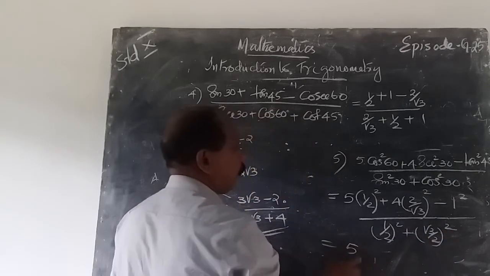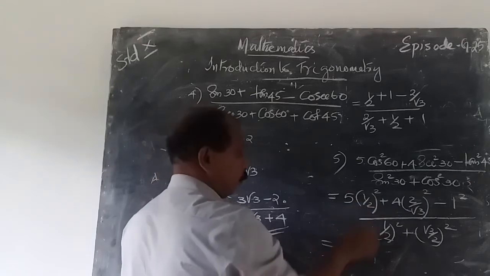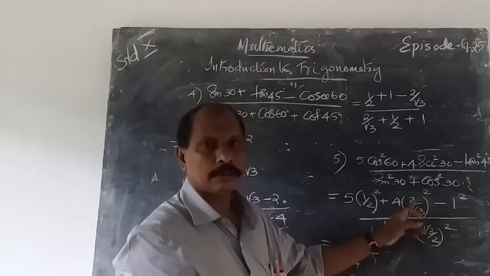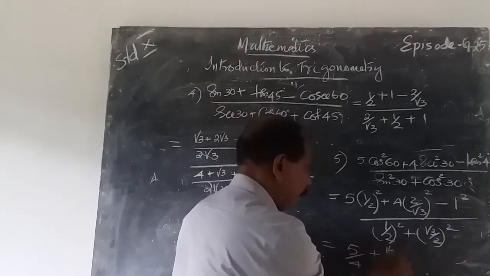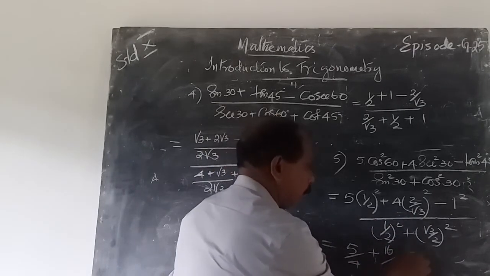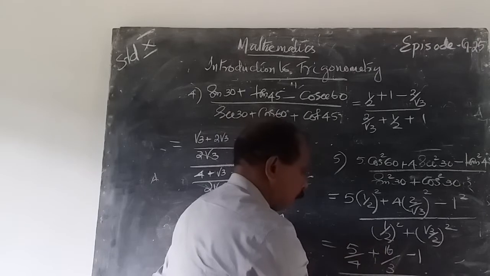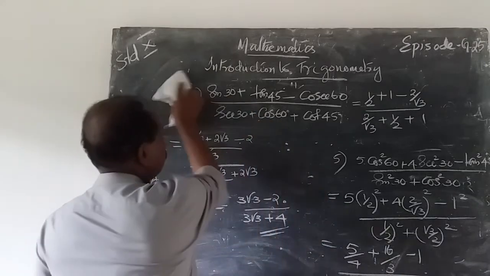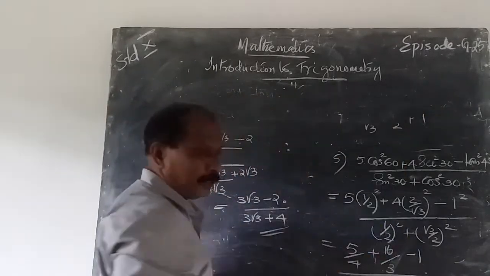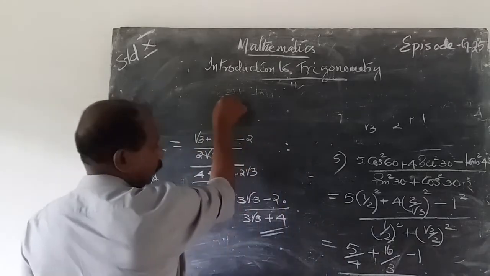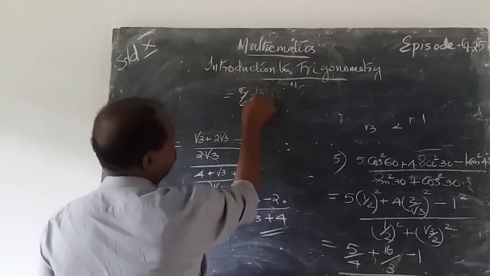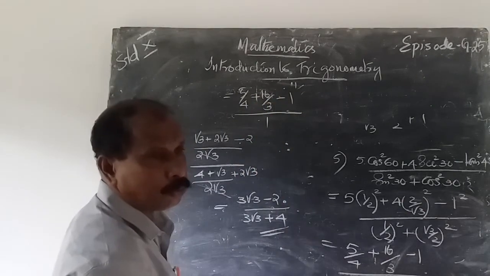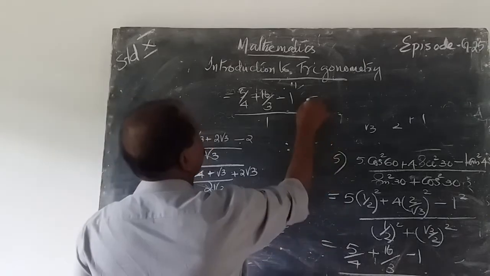Is equal to 5 into 1 by 2 square, that is 1 by 4, that is 5 by 4, plus 2 square is 4, 4 into 4 is 16, by root 3 square is 3, minus 1, divided by 1 by 4 plus 3 by 4, which is 4 by 4, that is 1. That is equal to 5 by 4 plus 16 by 3 minus 1, whole divided by 1. Is equal to 4 and 3.